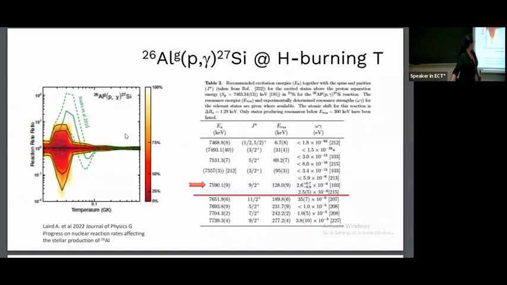Please notice that the temperatures we are interested in are just in this small area here. This is the comparison between the green lines, which is the reaction rate published by Iliadis et al., and in orange, in the colored scale, the reaction rate of the STARLIB compilation. But as you can see, at low temperature, in this region over there, we have almost no differences.